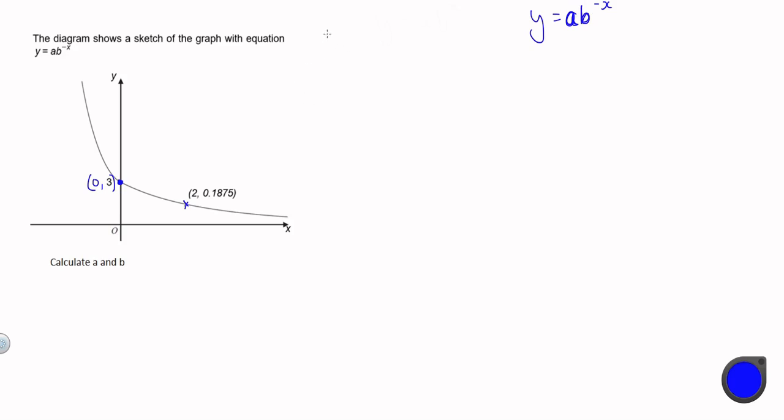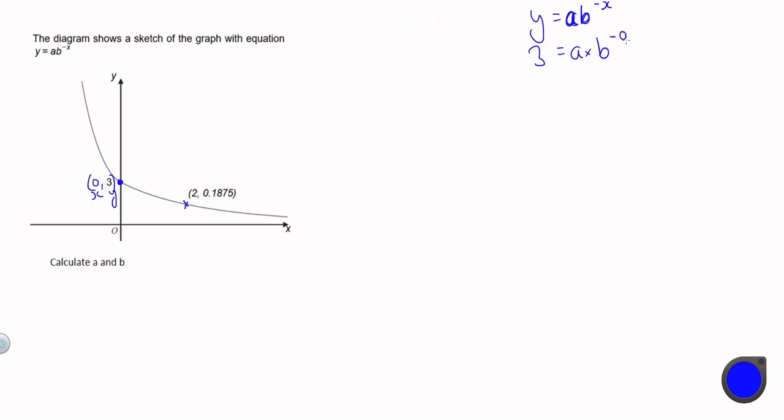So I'm going to start off by writing the general form, y equals a times b to the power of minus x. Using this information here, remember that's your x value and that's your y value. So y is 3, a, I don't know what it is, but I'm going to find out soon, multiplied by b, I don't know what that is either, to the power of, well, what's the value of x? If you look here, the value of x is 0.